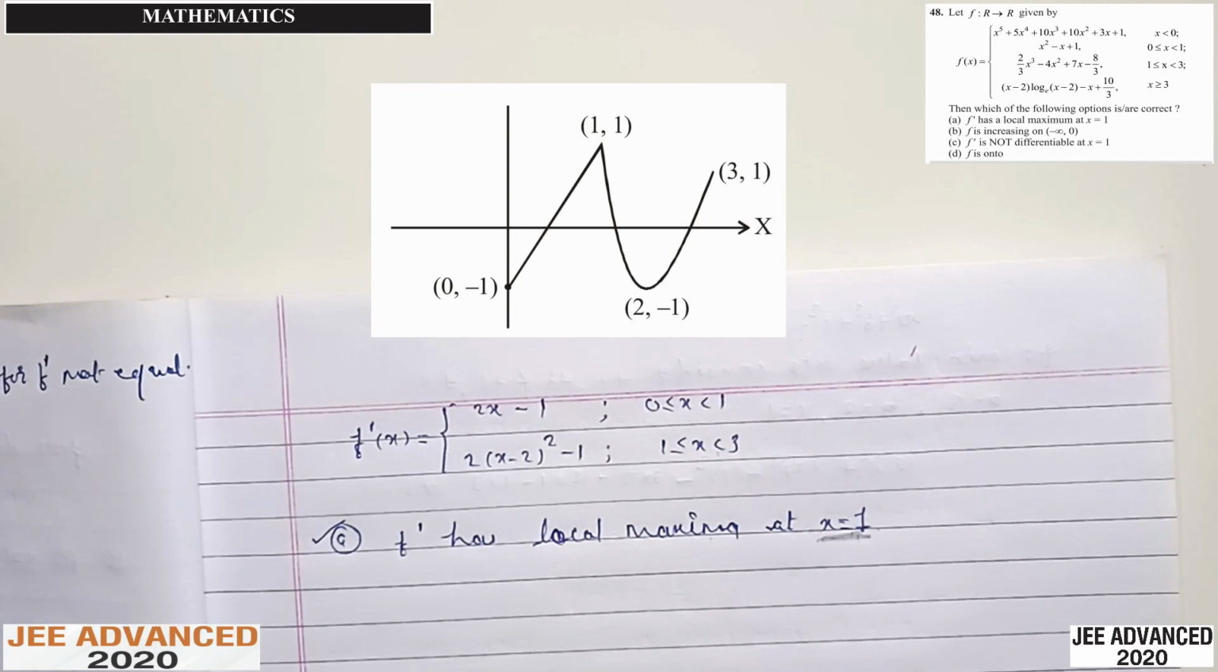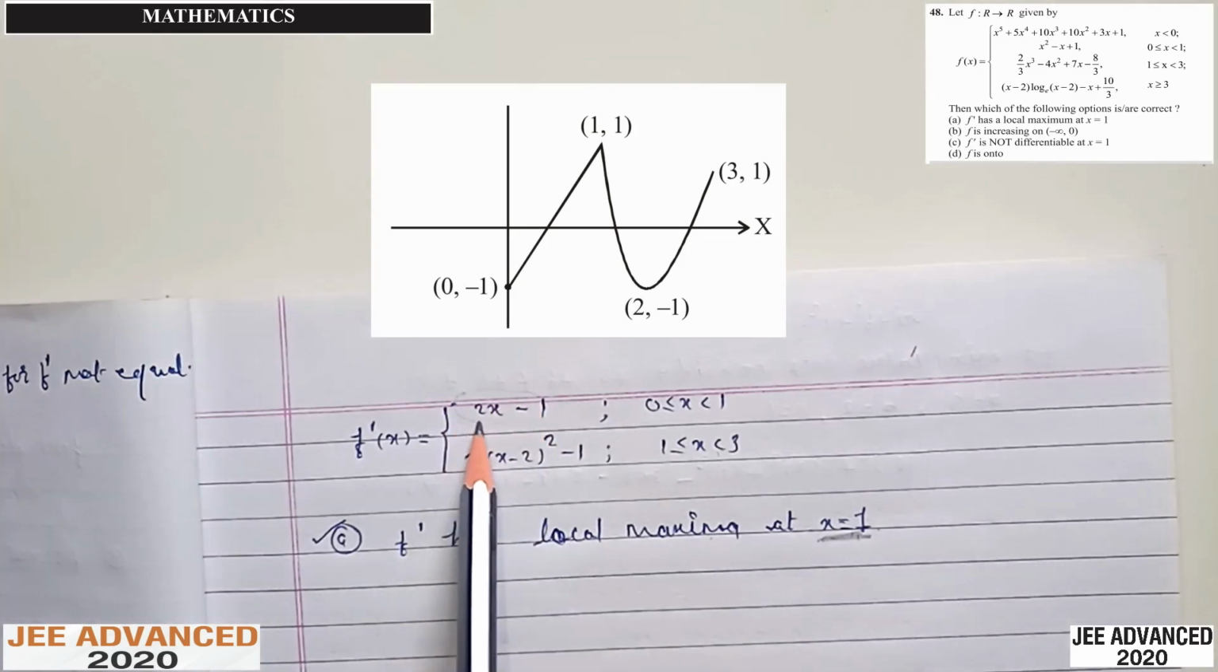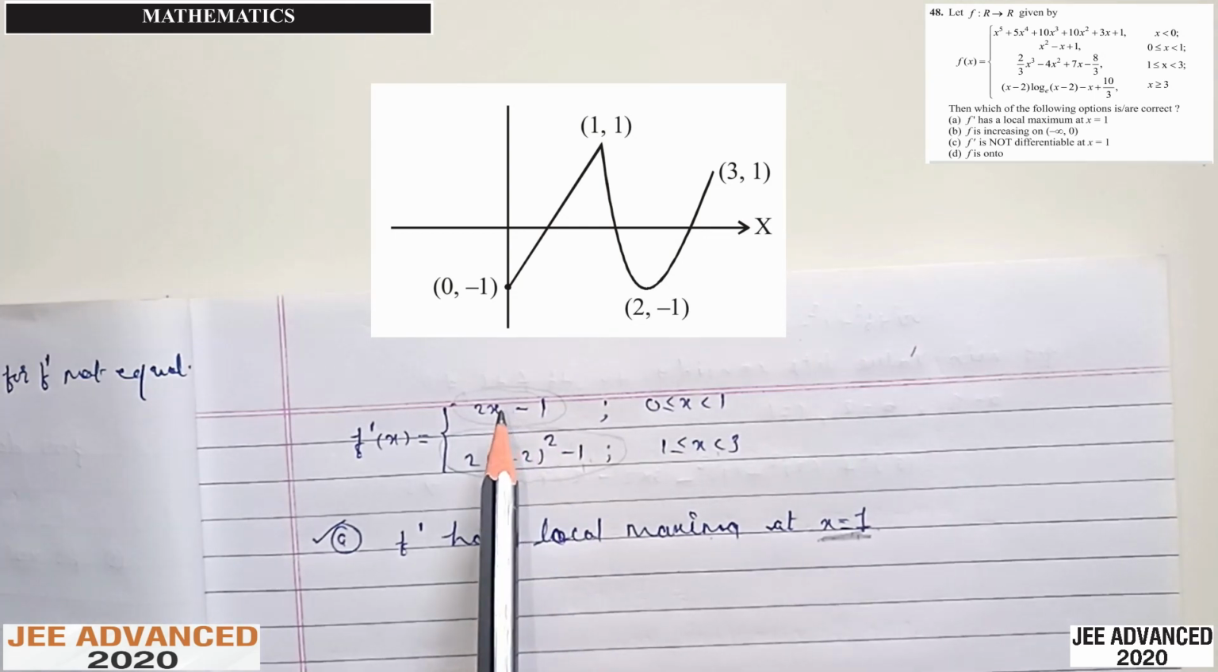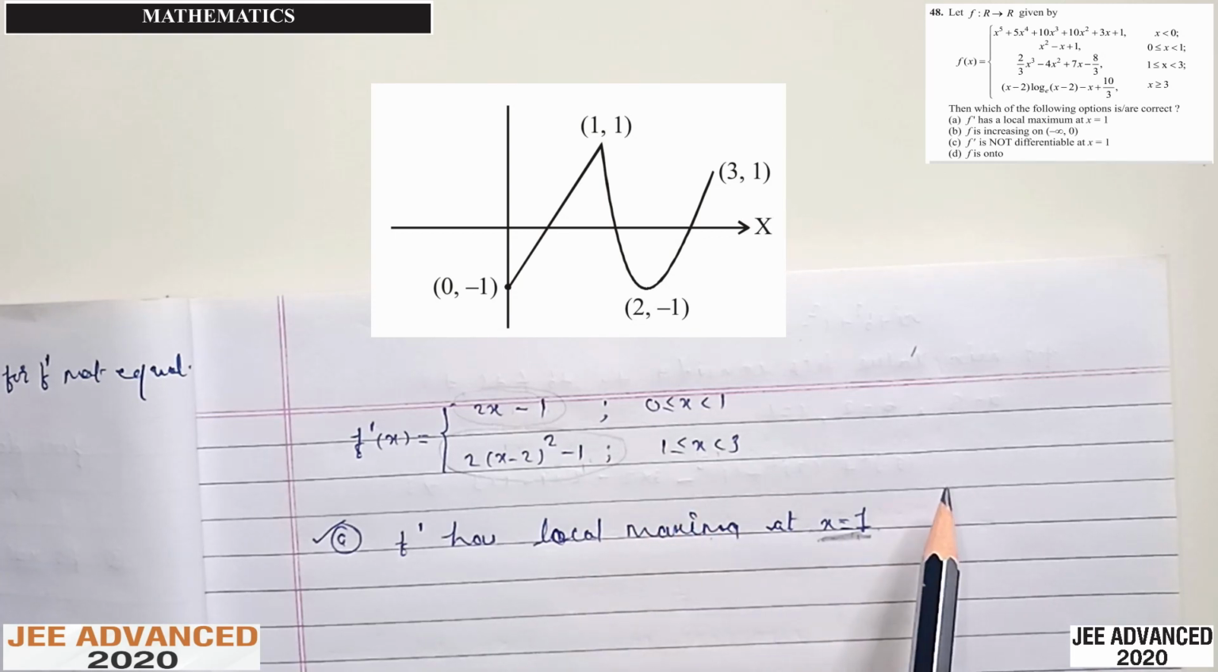As you can see on my screen, I've already drawn that graph. You can see there the maximum value, which is at x equal to 1. So our option first is true by using this. We have to plot these two graphs: 2x minus 1, and 2 into (x squared minus 2x minus 2) bracket squared minus 1. Once we plot the graphs, we have to find out where the maximum point lies. The maximum point lies in our graph at x equal to 1.